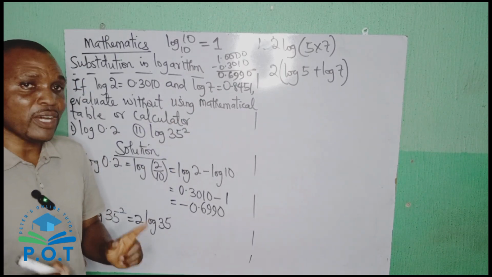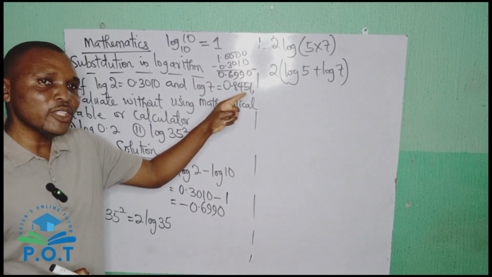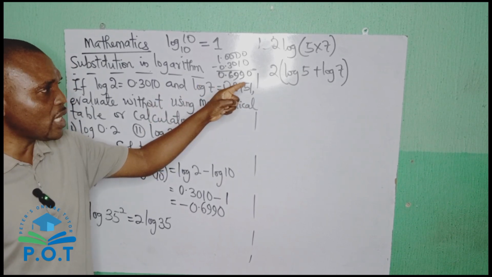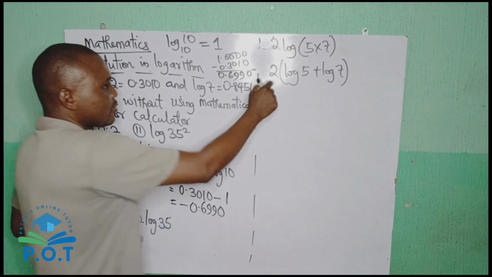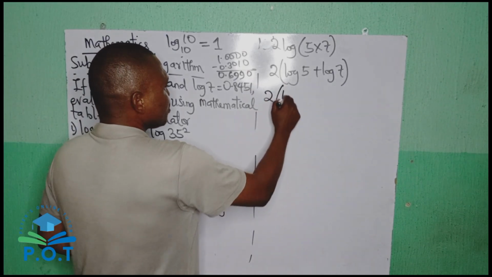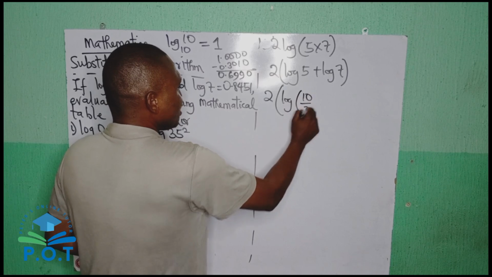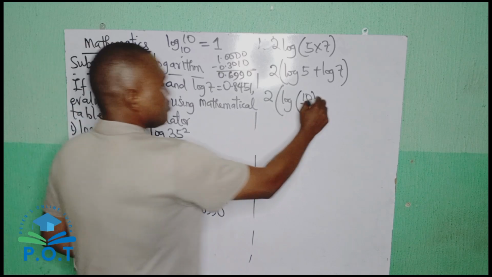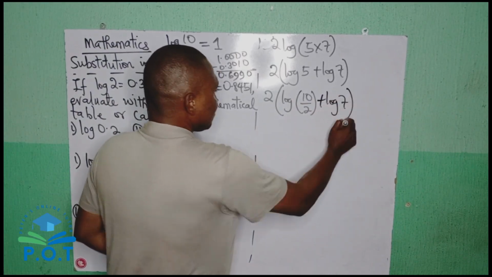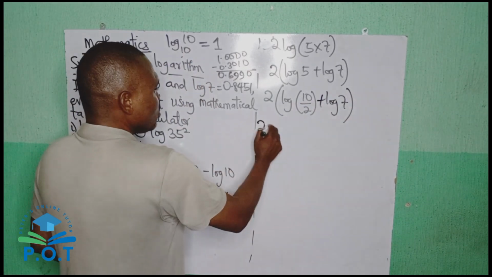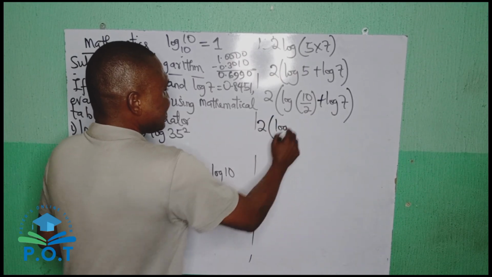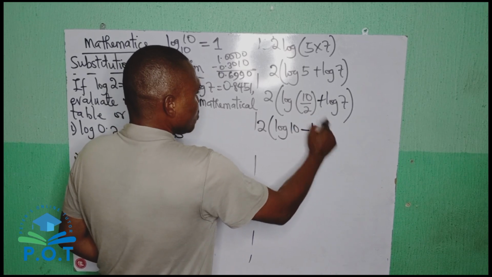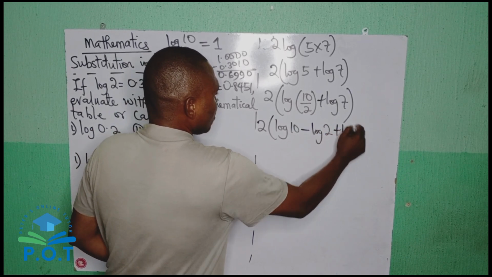Now if you check here, there is log 7, but there is no log 5. Even if you know log 5, you don't assume or put the value of log 5, since it is not given in the question. So how do we deal with this? I can simply write this as 2 brackets open log 10 over 2. If I divide 10 by 2, I'm going to get 5. Then plus log 7. Now this is 2 brackets open log 10, and this is division, so it becomes minus log 2, then plus log 7.